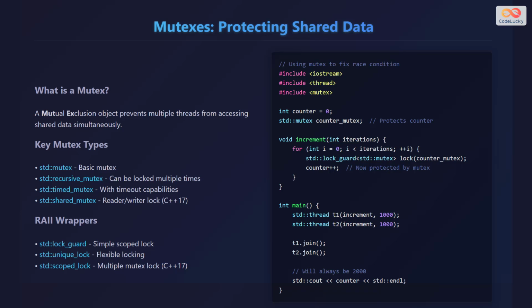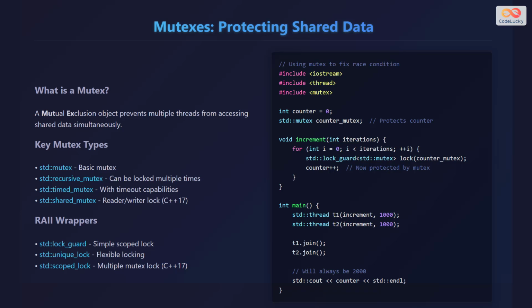To simplify mutex usage, resource acquisition is initialization wrappers like standard lock guard, standard unique lock, and standard scoped lock are available. These wrappers automatically release the mutex when they go out of scope, preventing common mistakes.